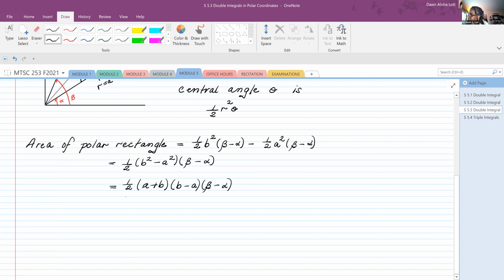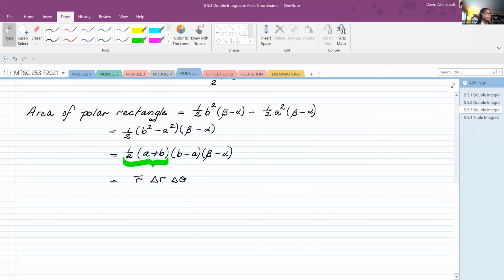Okay, so this piece is like the average value of R. And then B minus A is the change in R, and beta minus alpha is the change in theta. So the area of that little tiny piece is the average of R times delta R times delta theta.